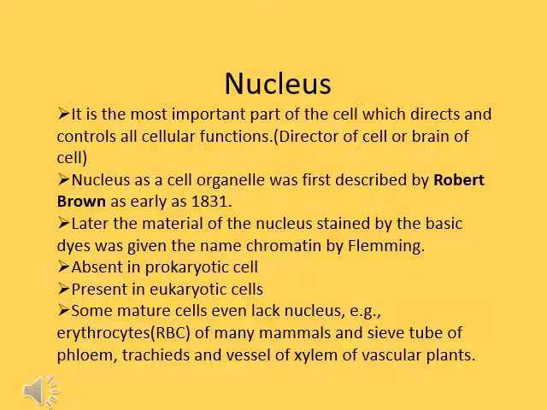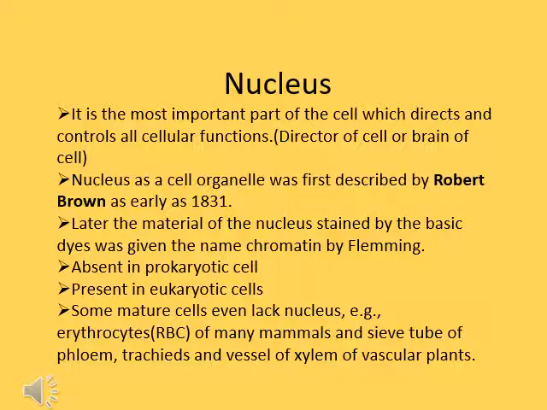Nucleus is absent in all prokaryotic cells. As you know, there is no membrane-bound nucleus present in prokaryotes. The nuclear material is present inside the cytoplasm, scattered here and there in the prokaryotes, but a nucleus is present in eukaryotic cells.